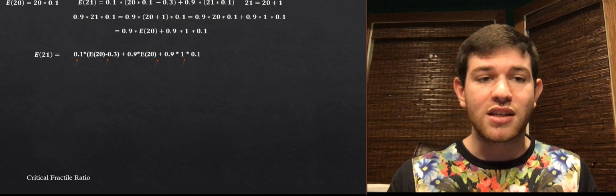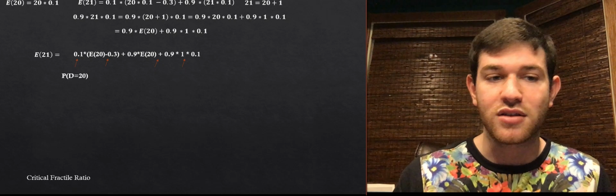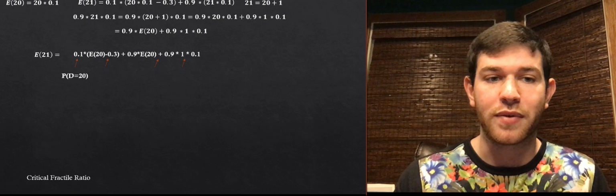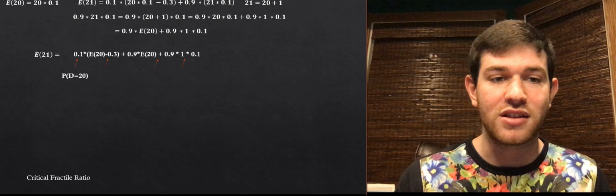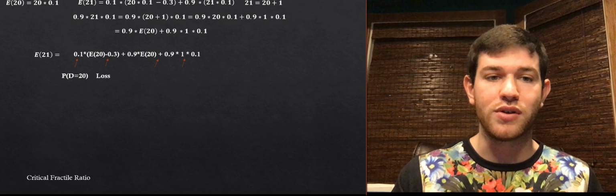So let's see, what do we have here in this formula? We have the 0.1 at the beginning. Well, that's the probability that demand is 20. And then that 0.3 in parentheses from expected value of 20 minus 0.3, well, that's our loss. If we don't sell a newspaper, we're losing that.